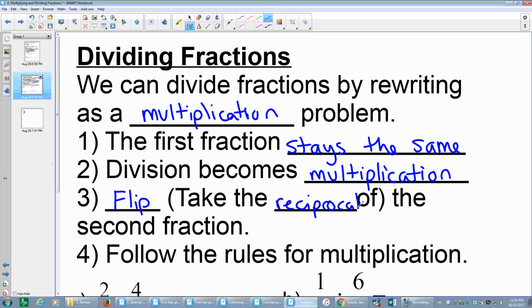Of the second fraction. So we flip it. So the denominator becomes the numerator, and the numerator becomes the denominator. I'm going to go over some examples. And then step 4 says follow the rules of multiplication.